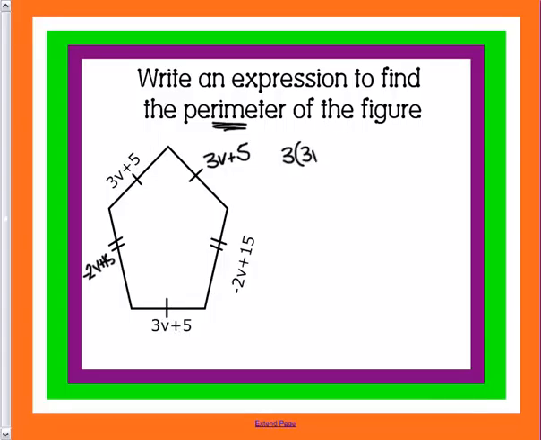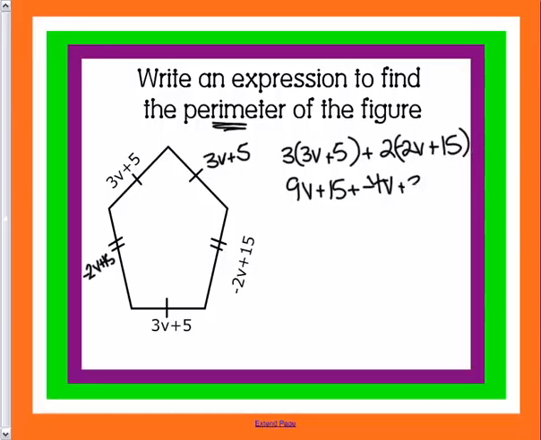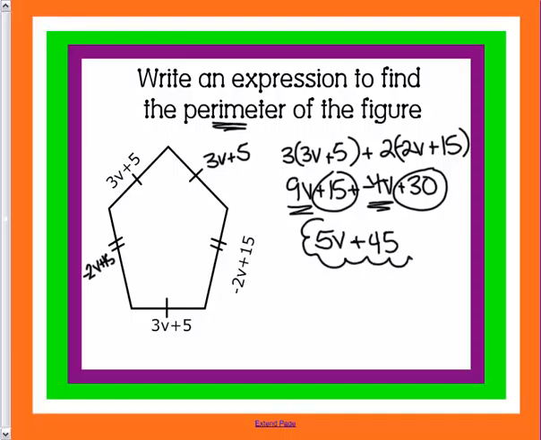3 of them. So let's make our lives easier and use the distributive property. So 9v plus 15. Okay, we're going to add to that 2 times the negative 2v plus 15. So 2 times a negative 2v is a negative 4v, and 2 times 15 is 30. So we've got 9v and a negative 4v to give us 5v, and 15 and 30 make 45. And that's our perimeter.